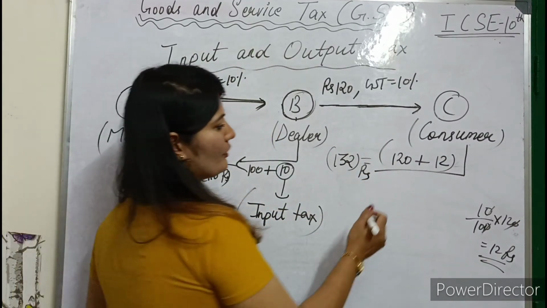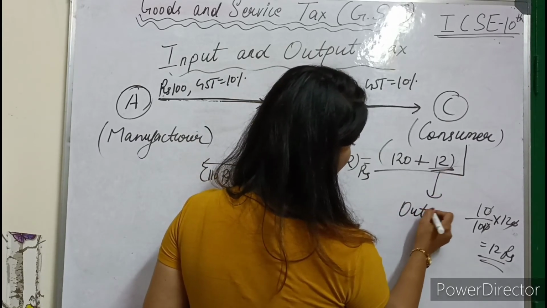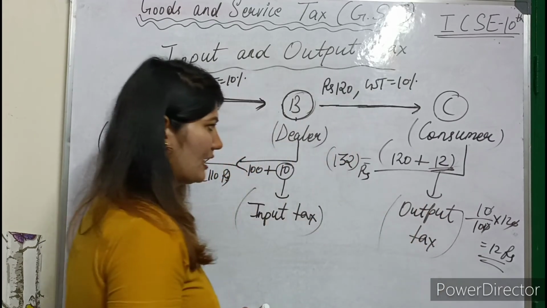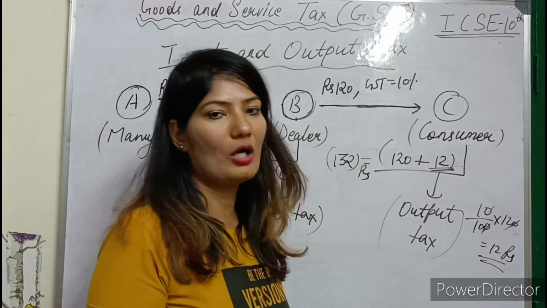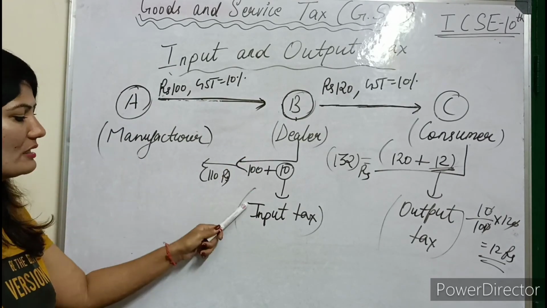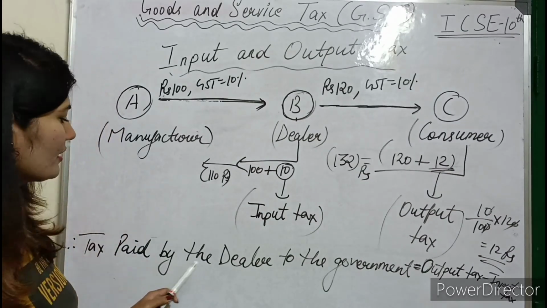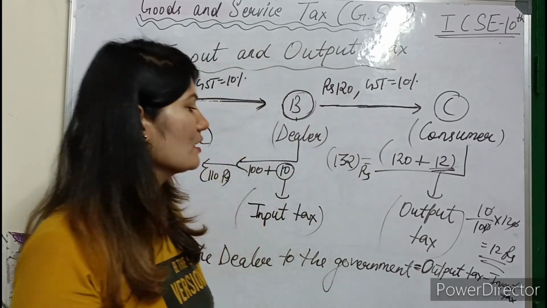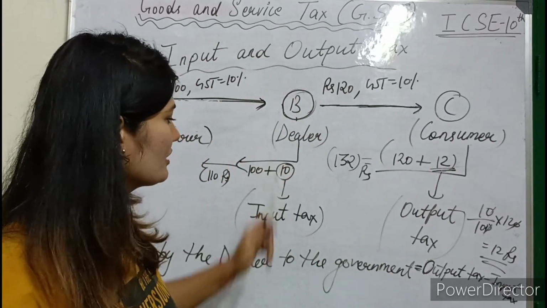So here this 12 rupees is the GST, and this is known as the output tax. So we can say easily that the tax paid by the consumer to the dealer is known as the output tax, and the tax paid by the dealer to the manufacturer is known as the input tax. So at last the tax paid by the dealer to the government is equal to output tax minus input tax, because in this case the consumer has paid 12 rupees as GST to the dealer.